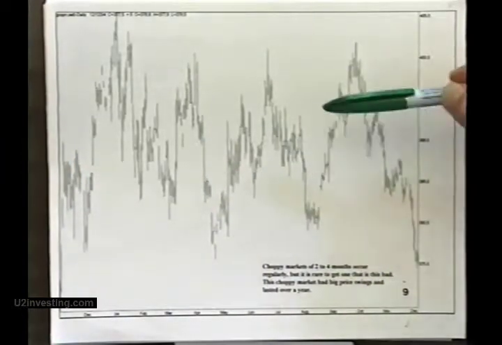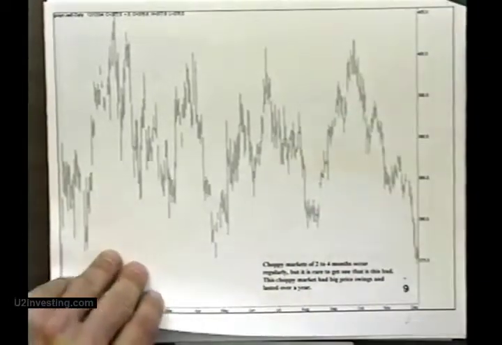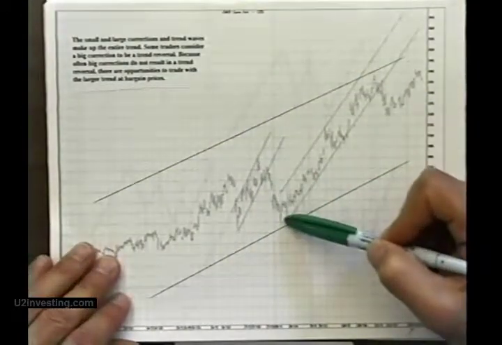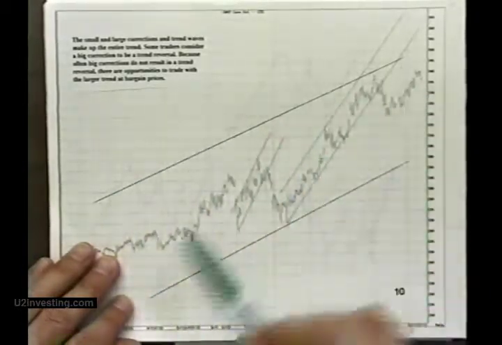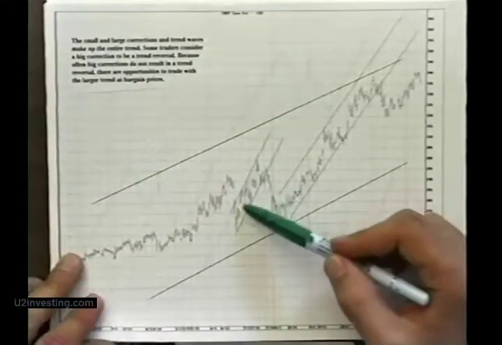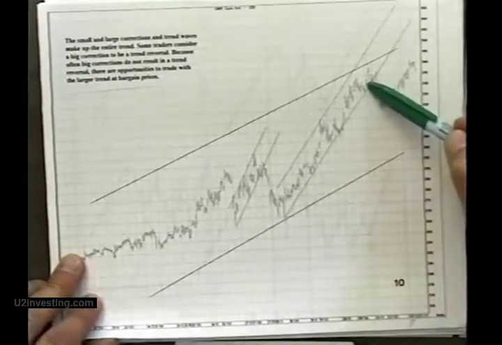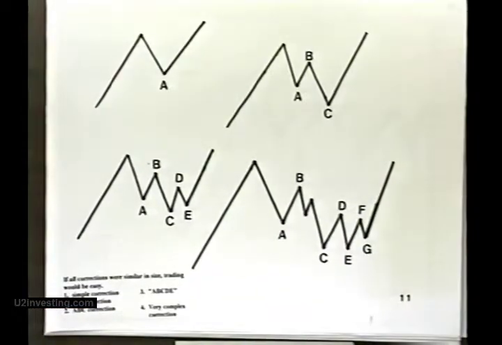Choppy markets of 2 to 4 months occur regularly, but it is rare to get one that is this bad. This choppy market had big price swings and lasted over a year. This was a gold chart, and this is where a trend following system will get chopped into pieces, and many other ways of trading will experience substantial drawdowns during choppy markets like these. The small trend waves, big correction waves, big trend waves, and small correction waves all make up the overall big trend. In other words, during the big trend, we have many small trends, a mid-sized trend reversal or big corrections, and trend waves. If all corrections were similar in size, trading would be very easy.